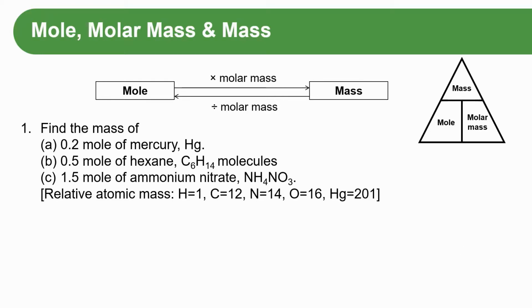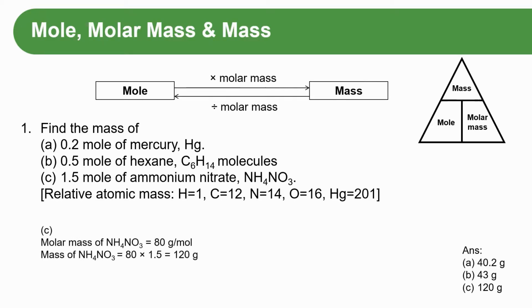Alright, let's check the answers. Let's look at C. The mass of 1.5 mole of ammonium nitrate. First, to find the mass, we find the molar mass of ammonium nitrate, which is 80 gram per mole. And then 80 multiplied by 1.5, we get 120 grams.